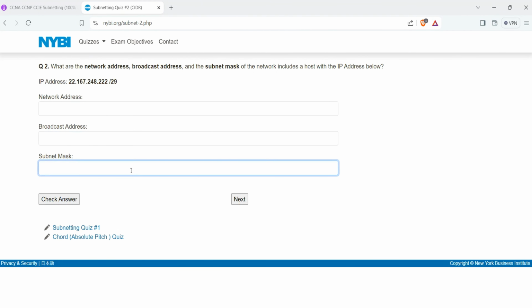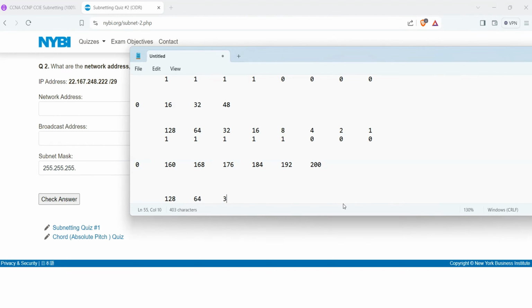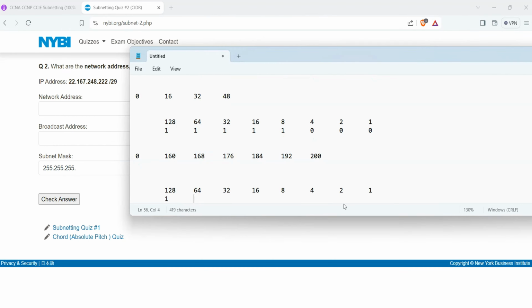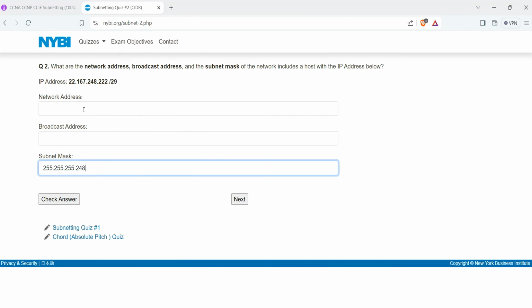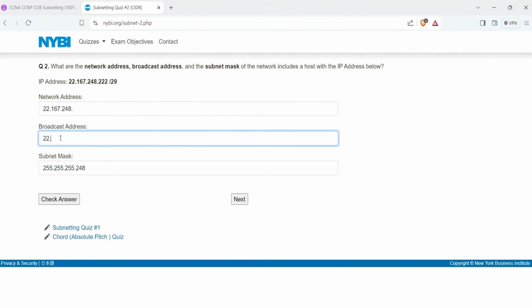Slash 29. Okay, if it's slash 29, 255.255.255 is 24 bits. I need five more bits over here, right? 128, 64, 32, 16, 8, 4, 2, 1. 1, 2, 3, 4, 5, then 0, 0, 0. Okay, so I need five bits. I add these up together, I get 248. So this is the 248. Which numbers don't change? The first three octets, 22.167.248 dot what?